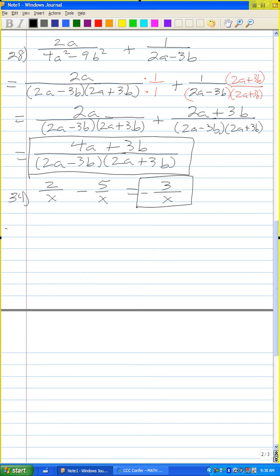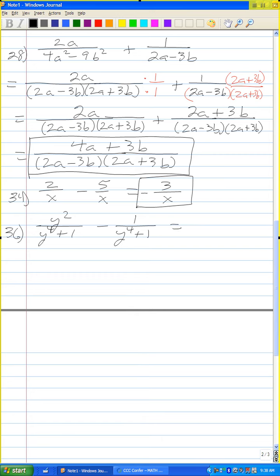Let me do problem number 36. y squared over y to the fourth plus 1, minus 1 over y to the fourth plus 1.